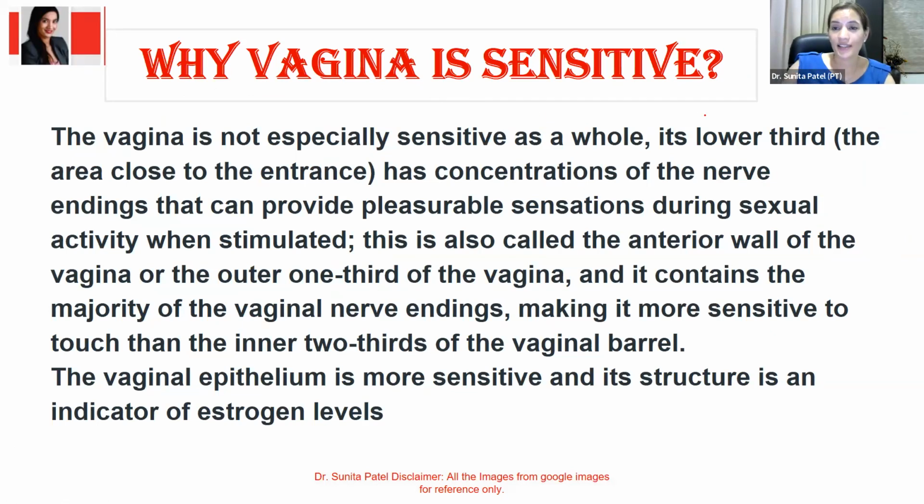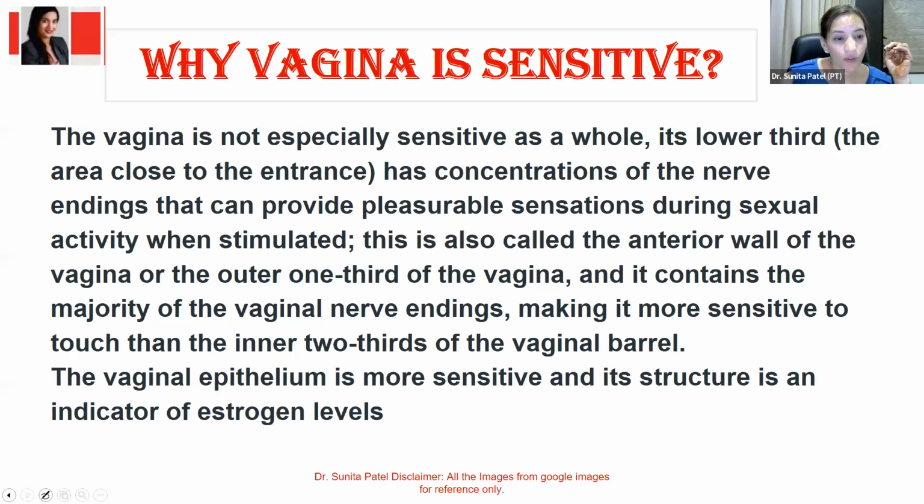Why is the vagina sensitive? Like I told you, the vagina is not a sexual organ, but still during sexual intercourse we can always feel sexual sensation inside the vagina. The vagina is not specially sensitive as a whole. The upper 25% is not at all sensitive. Its lower third, the area close to the entrance, has a concentration of nerve endings that can provide pleasurable sensation during sexual activities when stimulated. This is also called the anterior wall.